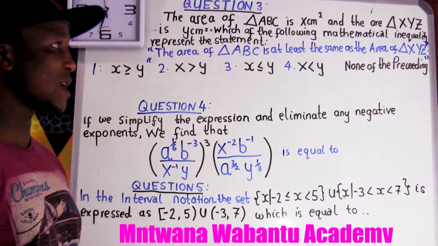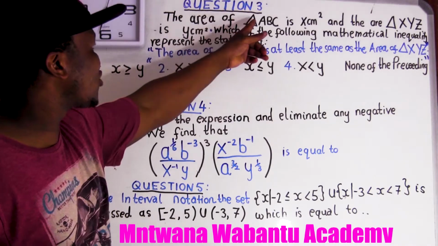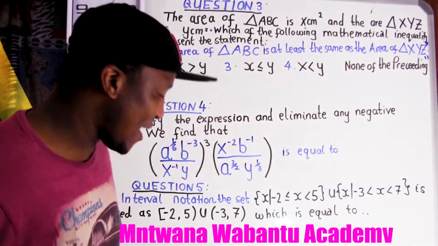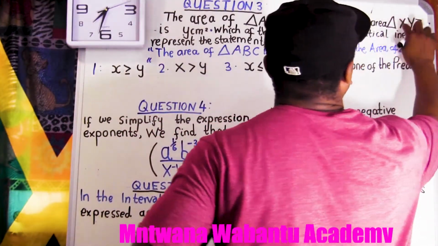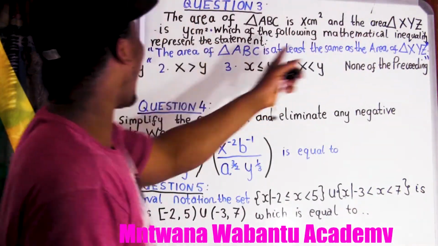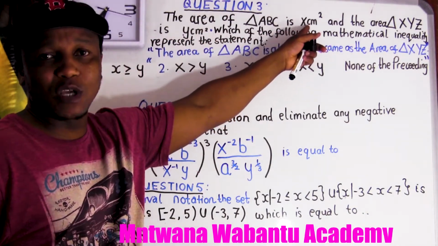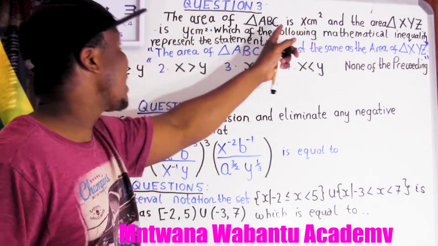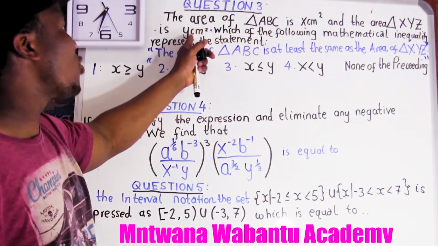Before I get started, let me show you something quick. I can read for you here. They say the area of triangle ABC is x centimeter square, and the area of triangle XYZ is y centimeter square. This is the area, so we don't know. It could be 10 centimeters square, 20 centimeters square. Even for the other area, triangle XYZ, we don't know the area.